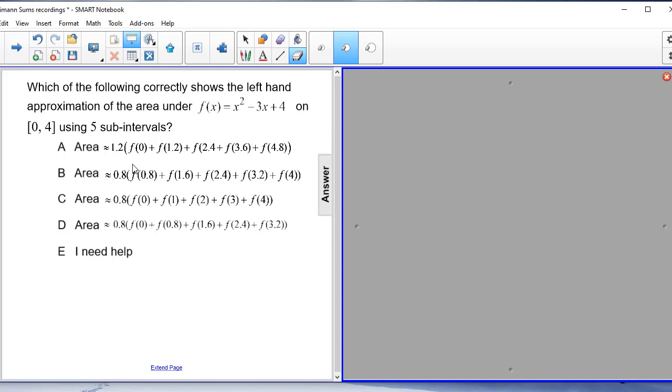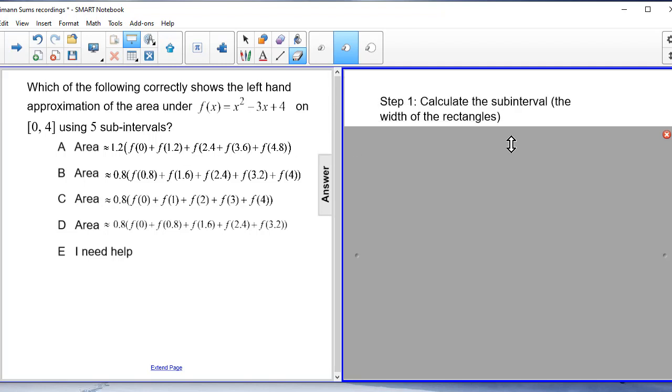Which of the following correctly shows the left-hand approximation of the area under the curve, where the curve is designated by f of x is equal to x squared minus 3x plus 4, on the closed interval 0 through 4 using 5 subintervals? Our first step is to calculate the width of each subinterval, or another way to phrase it would be the width of each rectangle underneath the curve.